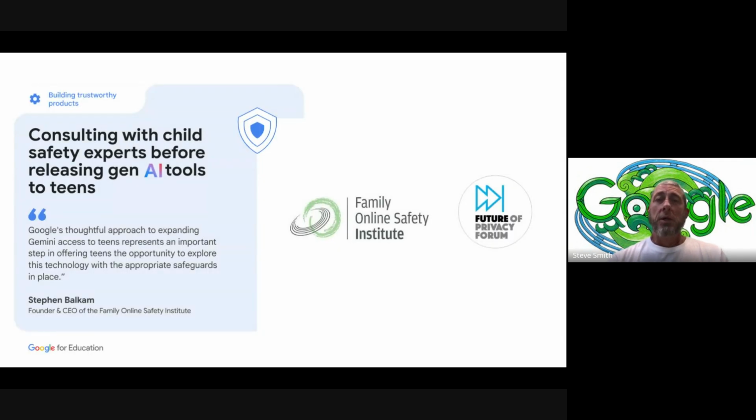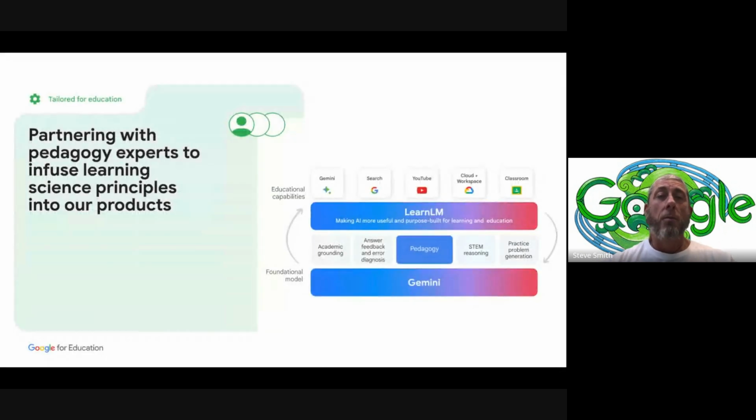So let's talk a little bit about our Gen AI tools. We know it's a topic on lots of people's minds. Before we launched the Gemini app, the teams, we consulted with child safety and development experts to help shape our content policies with an experience that prioritizes safety, with organisations like the ones you can see on the screen here, the Family Online Safety Institute and the Future of Privacy Forum. And we'll touch on that a little bit as we go through.